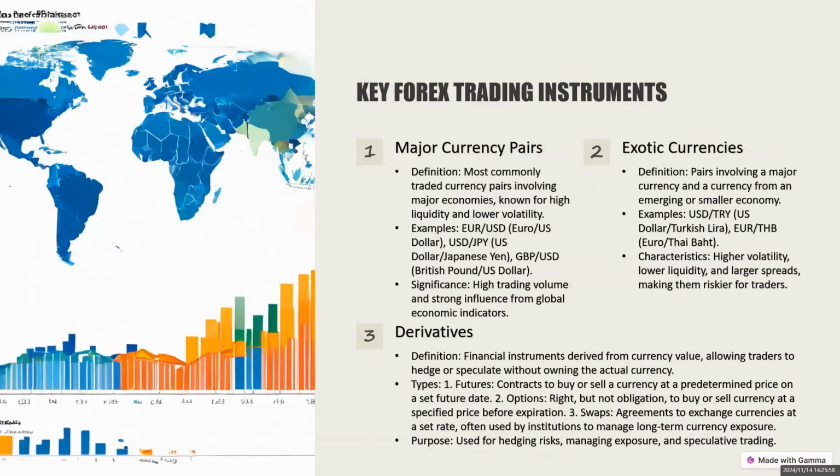Let's move to forex trading instruments: major currency pairs, exotic currencies, and derivatives. Major currency pairs like EUR/USD are highly liquid due to their lower volatility and higher trade volumes. They are favored by large institutional investors, while exotic currencies present higher volatility and risk. They can yield substantial returns but pose greater risks, attracting traders with a high risk tolerance. Derivatives like futures, options, and swaps allow for hedging and speculation, helping traders manage currency exposure.